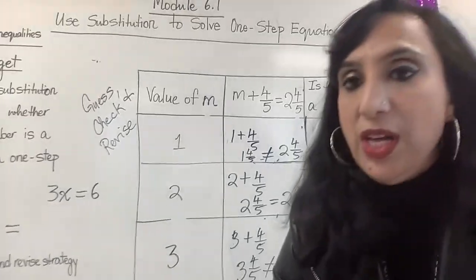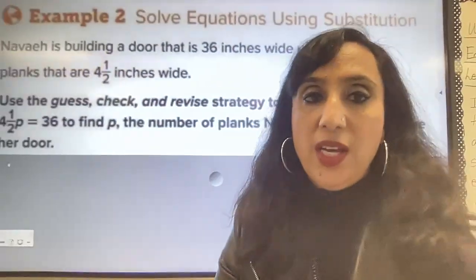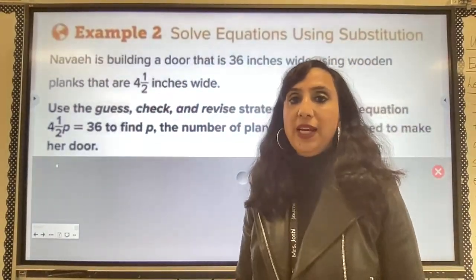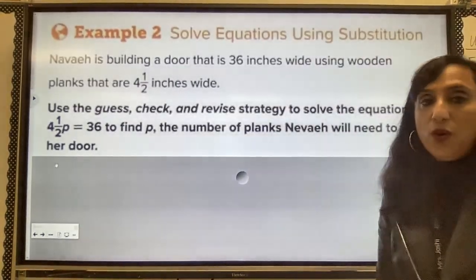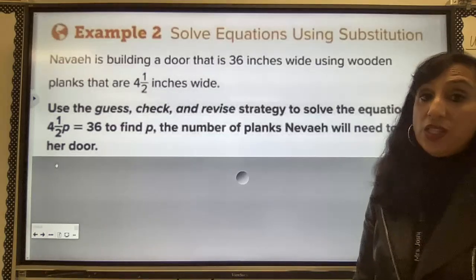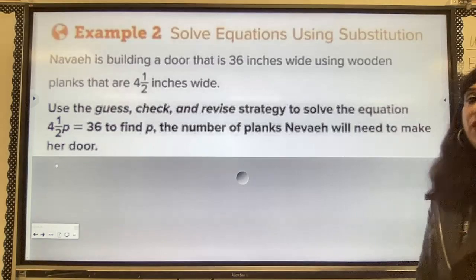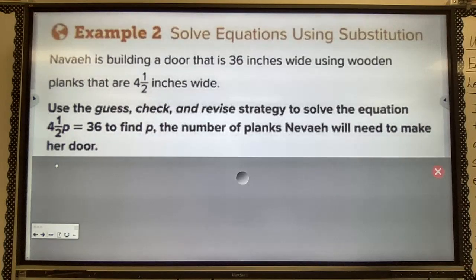I am going to take you to my whiteboard so we can look at the question. All right. So it's saying Navea is building a door that is 36 inches wide using wooden planks that are 4.5 inches wide. Use the guess, check, and revise strategy to solve the equation 4.5p is equal to 36 to find p, the number of planks Navea will need to make her door.